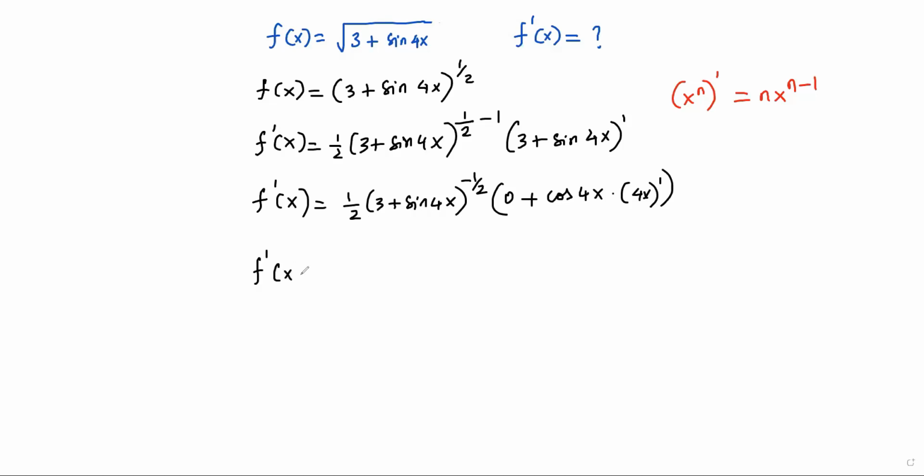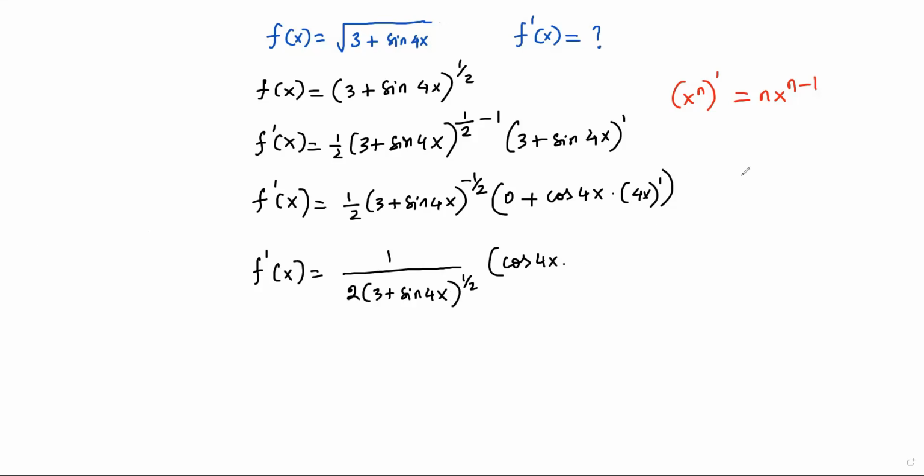So f prime of x is equal to 1 over 2 times (3 plus sine 4x) to the power 1/2. Whenever I move a term from numerator to denominator or denominator to numerator, the exponent will change its sign. So if the exponent is already negative, it will change its sign to positive. Okay, now we can ignore this 0. So cosine 4x. And now I have to get the derivative of this 4x.